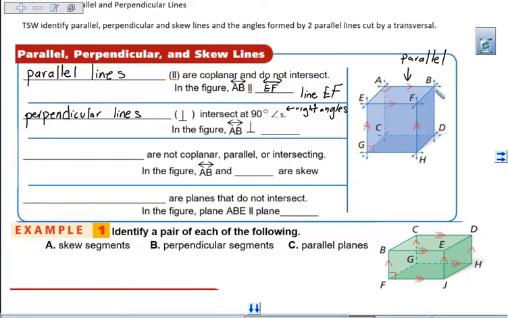Line AB is perpendicular with line EF in our figure. Or not EF, line AE, sorry. Because we have that box.